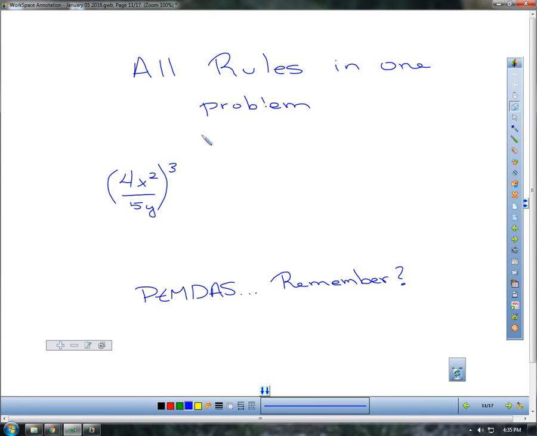So here's kind of an all-in-one inclusive ordeal. We got multiplying, we got dividing, we got raising to a power, we got the whole works. So I'm going to go ahead and take care of the numbers. So I'm going to have 4 cubed times x squared cubed. That's all over 5 cubed times y cubed. Okay? I'm going to erase this to get it out of our way.